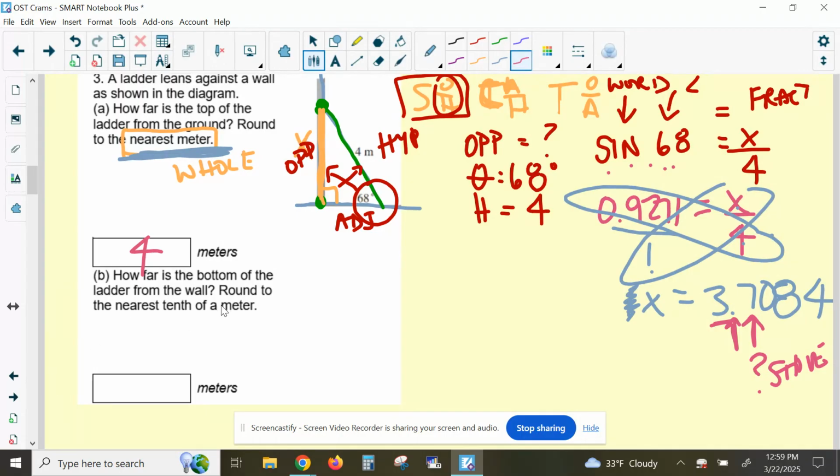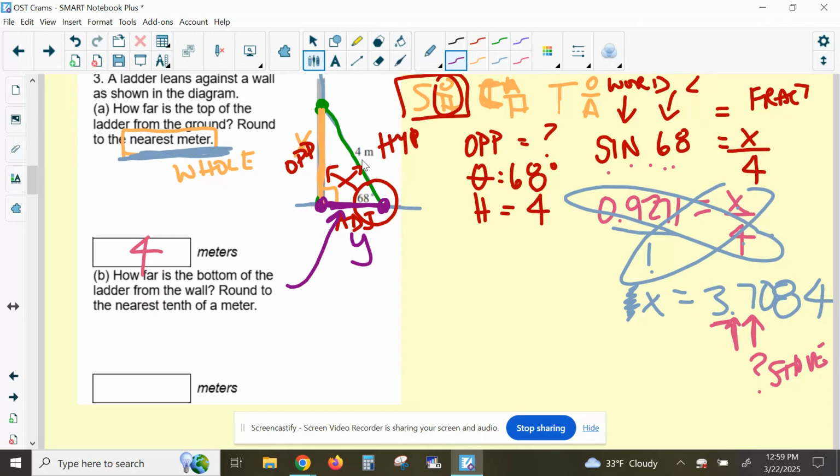Part B, how far is the bottom of the ladder from the wall? So it's the same picture. How far is the bottom of the ladder from the wall? So the bottom of the ladder is here, and the wall is here. So I'm looking for this purple piece. I'm going to call him Y.